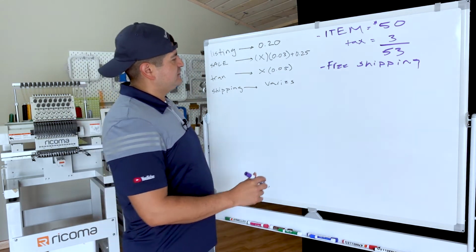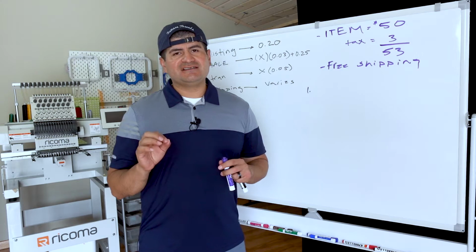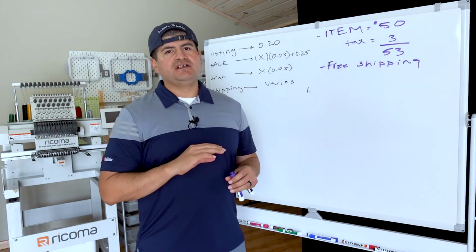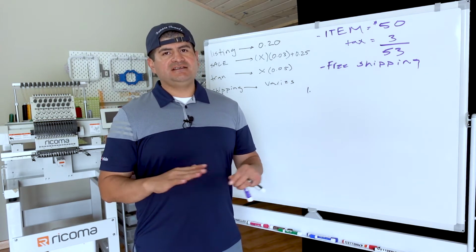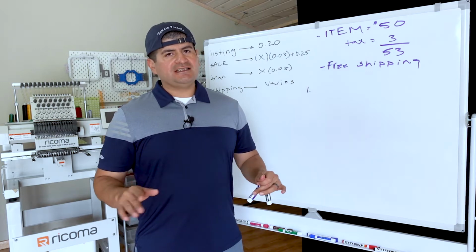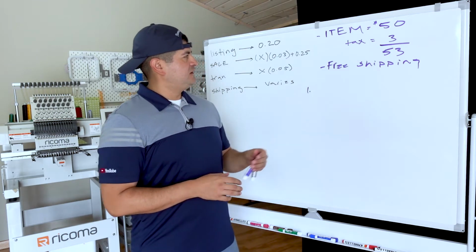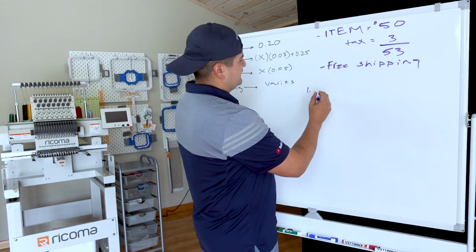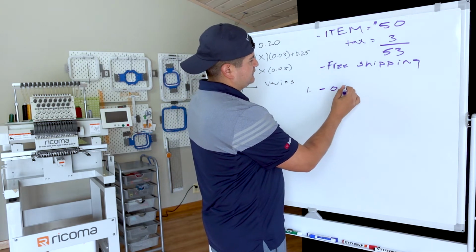So number one is our listing. As soon as you list your item, you put it up for sale, you're already paying 20 cents, okay? So even if you didn't sell anything, you're still gonna pay 20 cents. So from the beginning, I'll put a minus sign here, we're already at 20 cents.